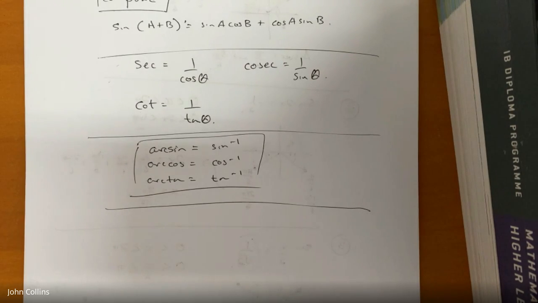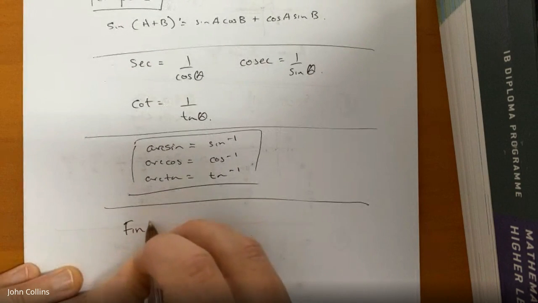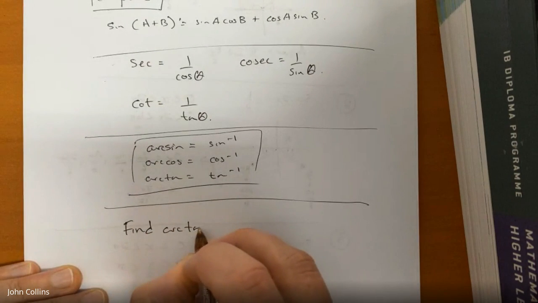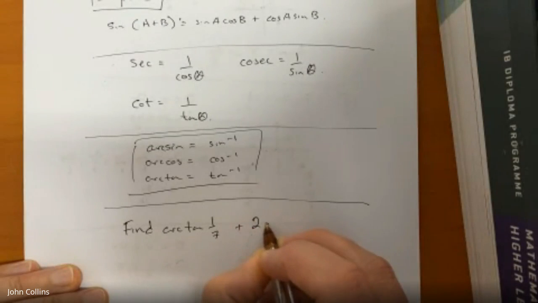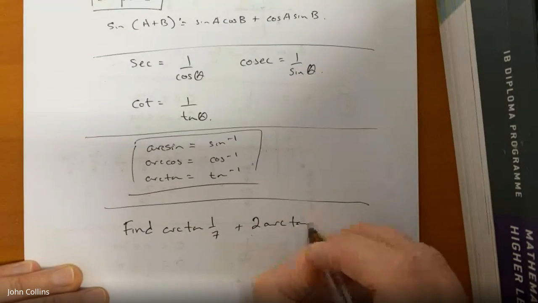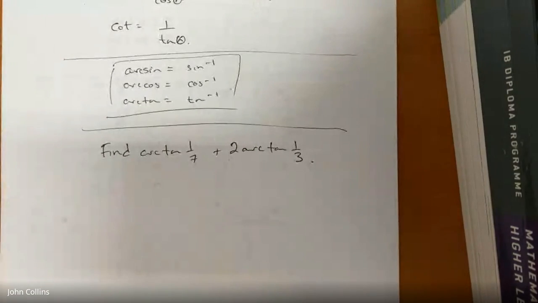Yes, it was. The question was very simple: find arctan 1/7 plus 2 arctan 1/3. So we won't panic. We'll try and break it down into its bits and see what we can do.